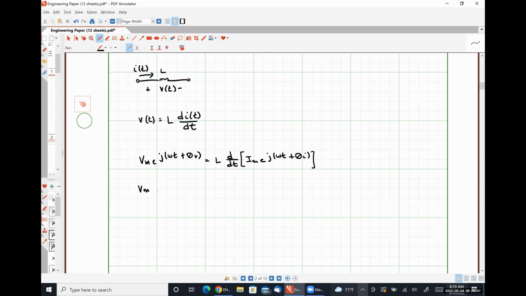So on the left-hand side, we'll keep Vm e^(j(omega t plus theta v)). On the right-hand side, I believe we figured this out in Monday's class meeting, that when we take the derivative of that exponential function, we're going to wind up bringing down a factor of j omega, right? So this is going to look like j omega L times Im e^(j(omega t plus theta I)).